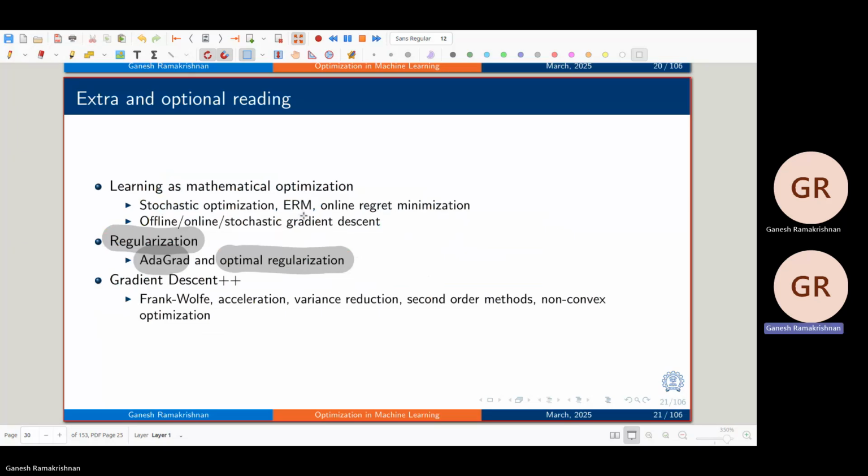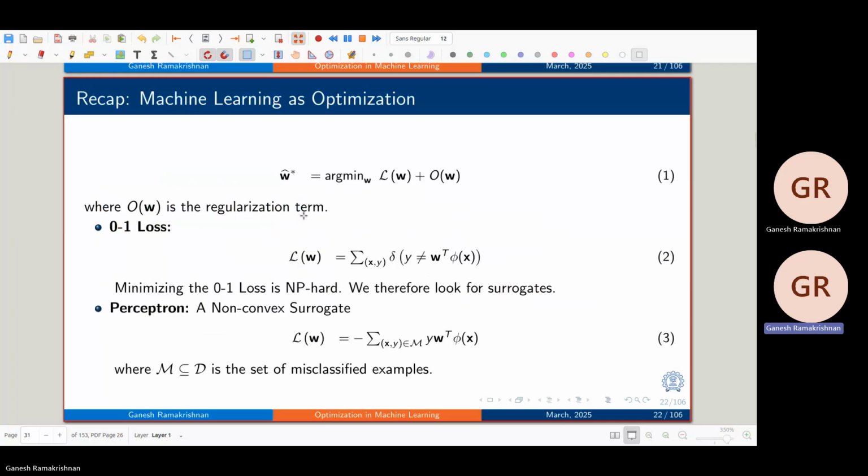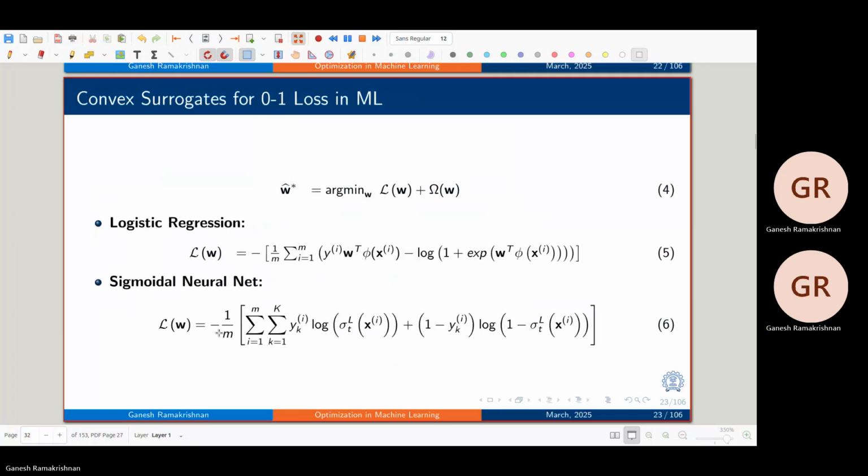In fact, Frank-Wolfe, acceleration, and variance reduction have been studied, and many of these can be studied from this viewpoint of empirical risk minimization. So what do you typically do in machine learning? W star is the argmin of L plus omega, right? L is typically the 0-1 loss, perceptron loss, hinge loss, and so on, the relaxations. And omega is the regularizer.